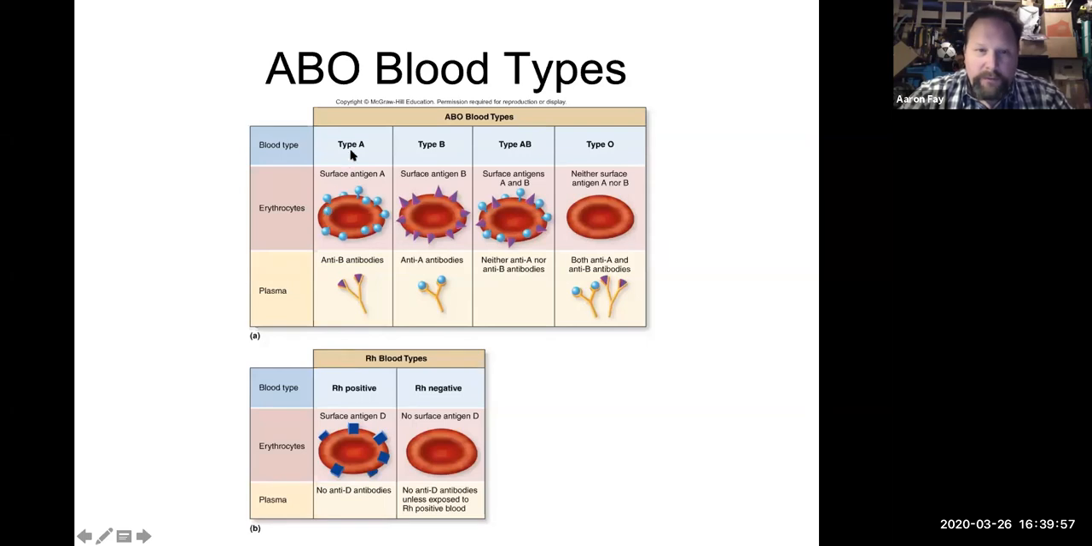So blood type A, you've got the A sugar, you'll have the anti-B antibody. Blood type B, you're going to have the B sugar, which means you're going to have the anti-A antibody because the anti-B antibody was removed. Blood type AB, you're not going to have either antibody. Blood type O, you're going to have both. Now, the reason this is relevant is because when you put all this together, you can start to understand who is the universal donor and who is the universal recipient.